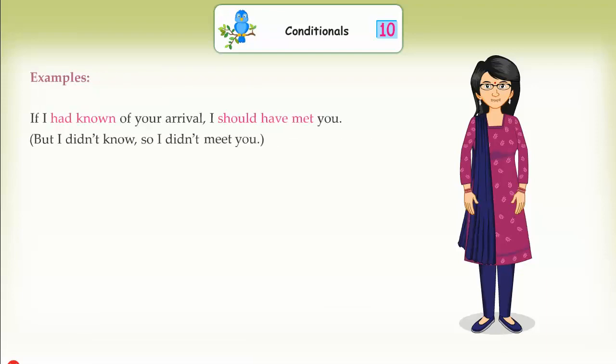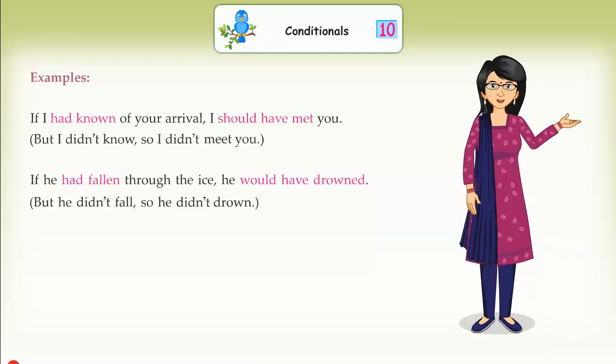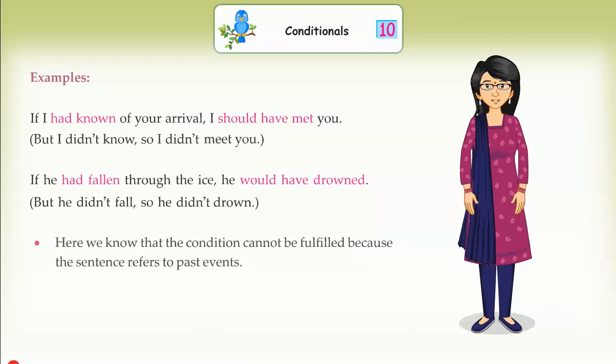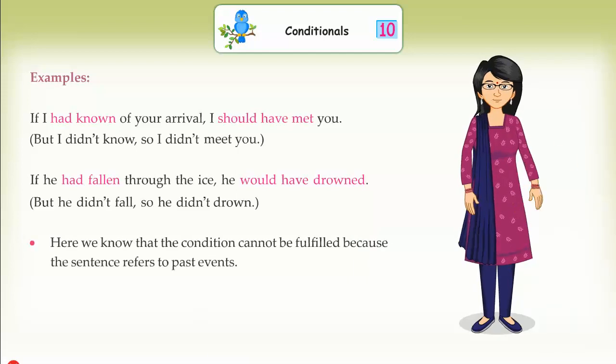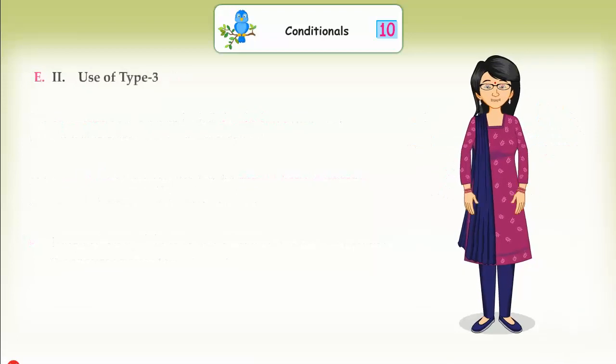Examples: If I had known of your arrival, I should have met you, but I didn't know, so I didn't meet you. If he had fallen through the ice, he would have drowned, but he didn't fall, so he didn't drown. Here we know that the condition cannot be fulfilled because the sentence refers to past events.